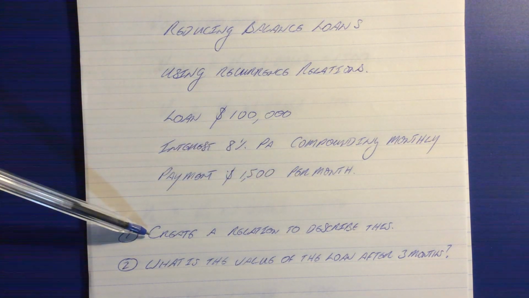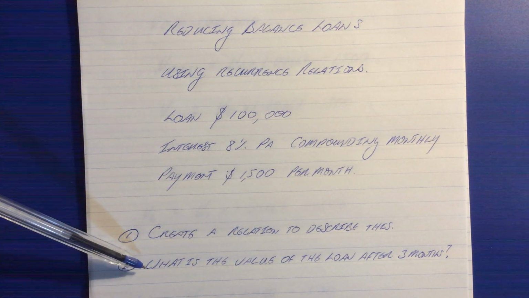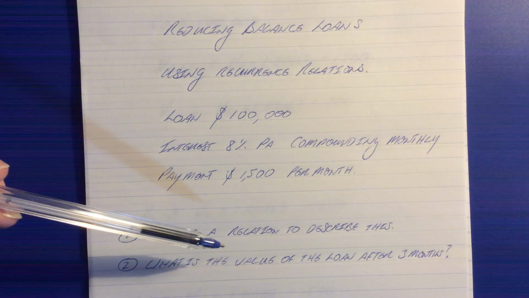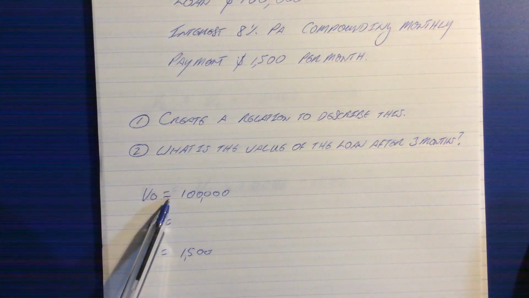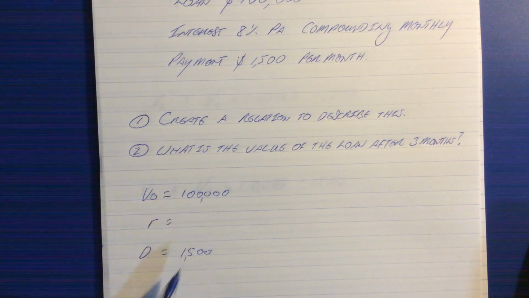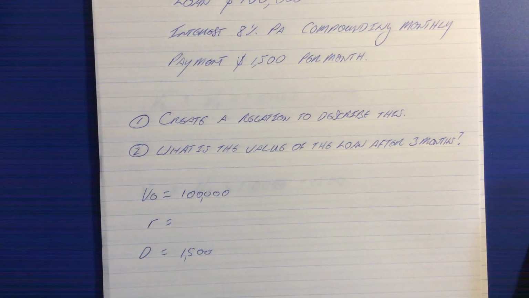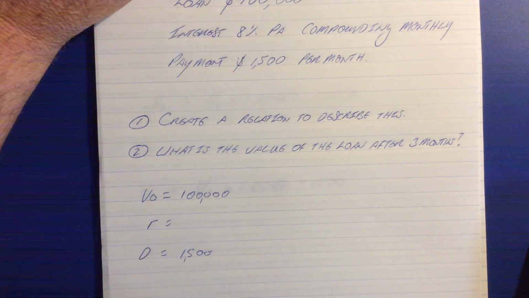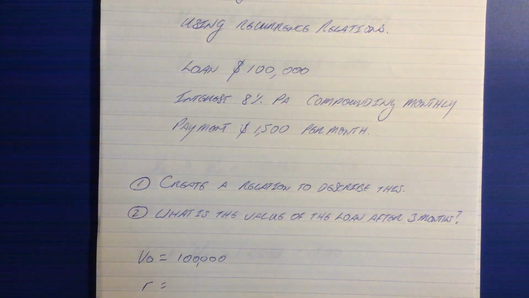As you can see in the questions down here, we have to create a recurrence relation to describe this, and we have to figure out the value of the loan after 3 months. Now, we already have a little bit of information, which is that V0 equals $100,000 and that D, the payment, is $1,500. I've left R blank because although we have an annual interest rate, we need to figure out a monthly interest rate, and so that's what I'm going to do now.